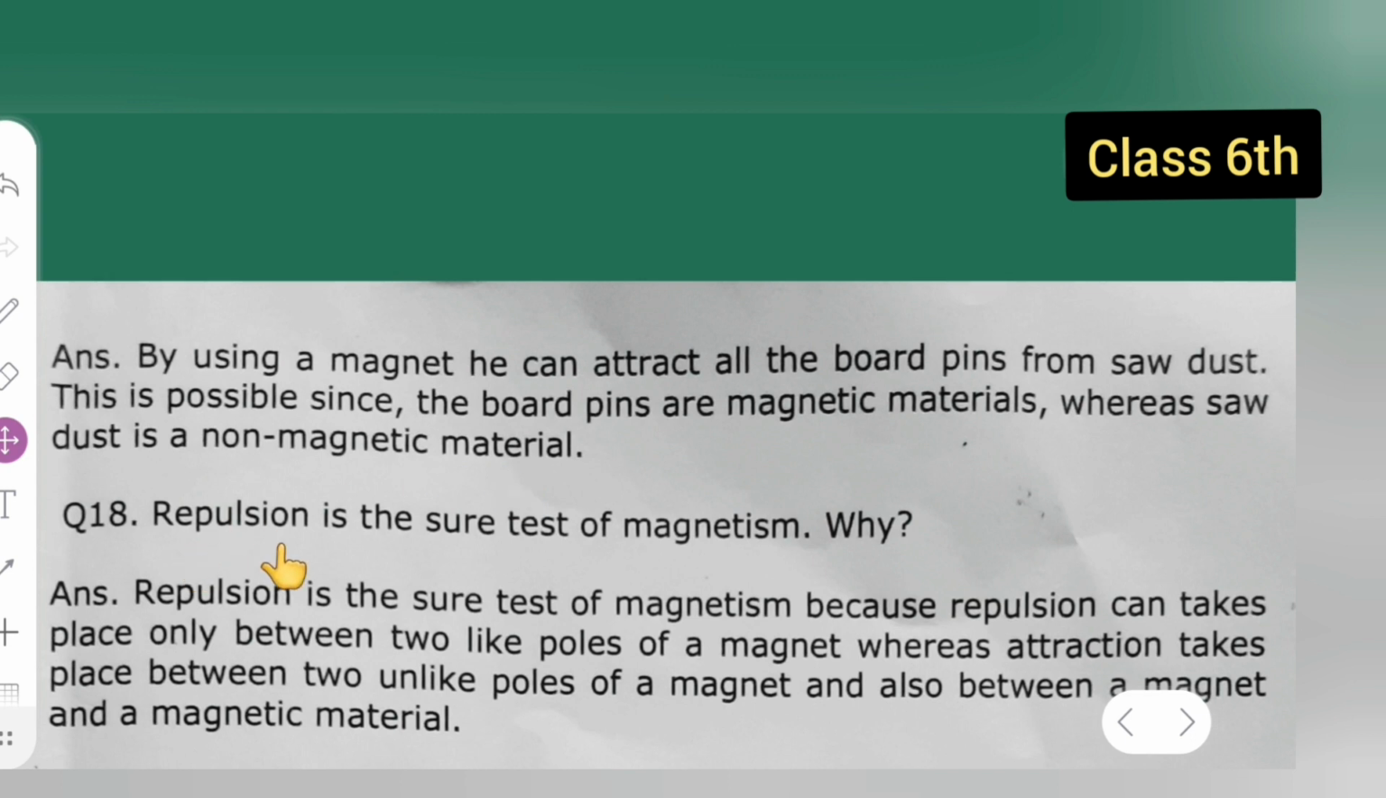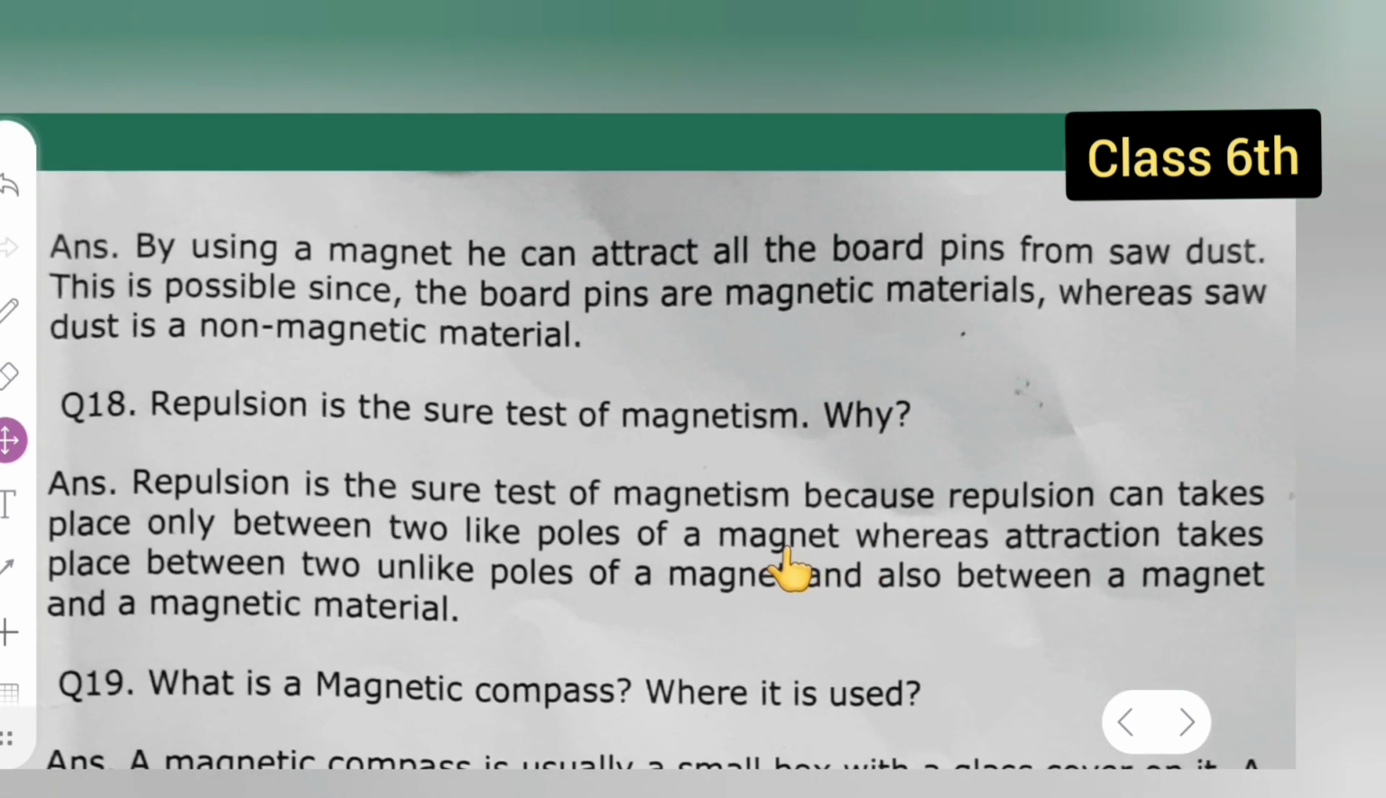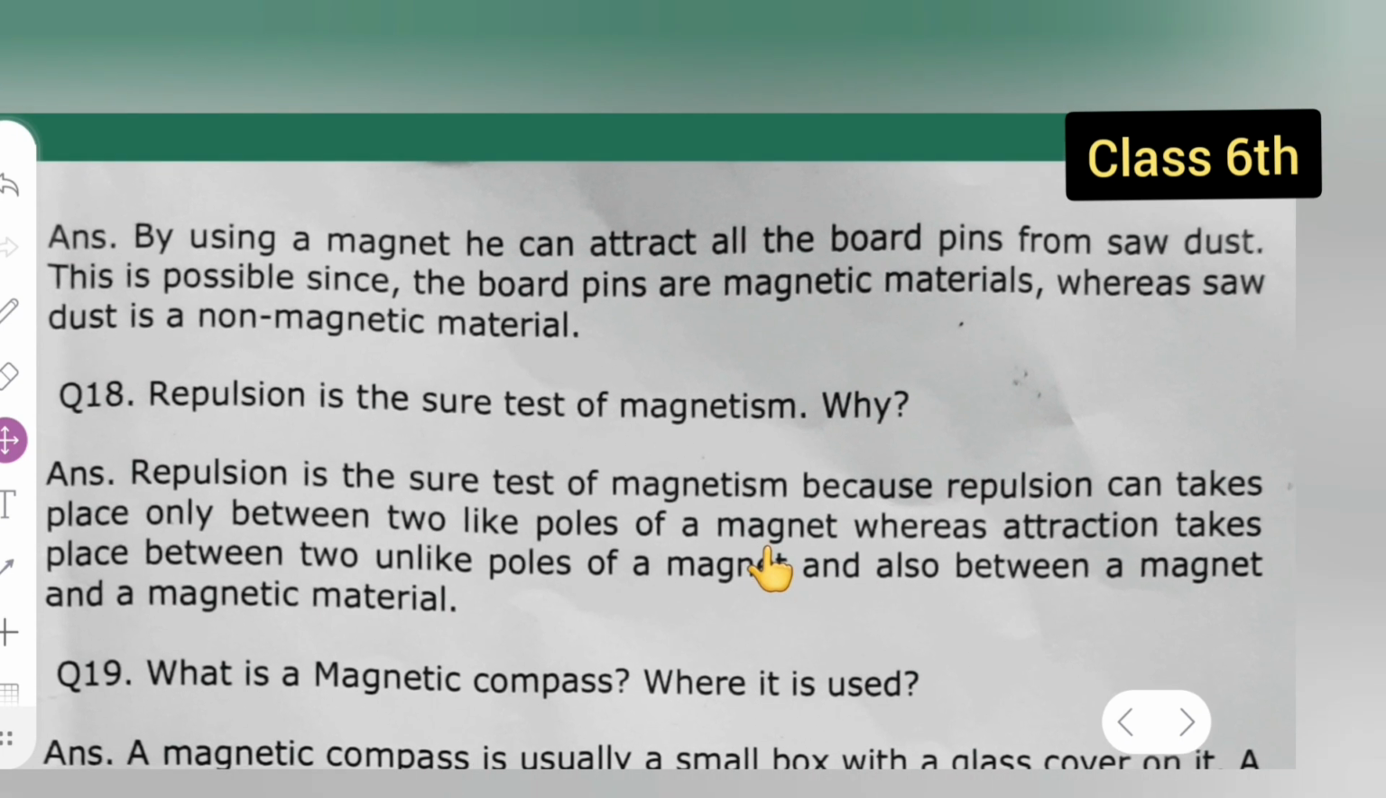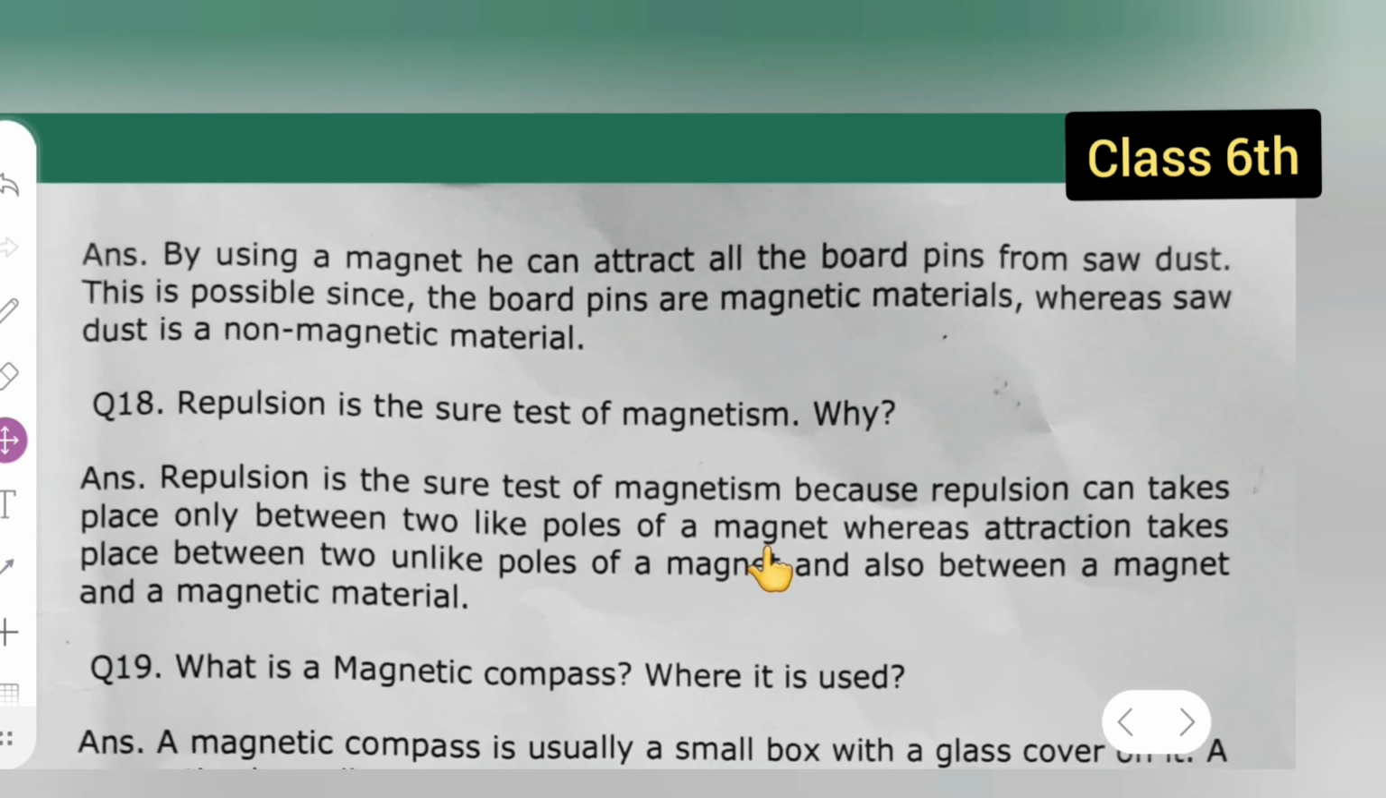Now next is, repulsion is the sure test of magnets. Okay, why? So repulsion is a sure test of magnets because repulsion can take place only between two like poles of a magnet, whereas attraction takes place between two unlike poles of a magnet and also between a magnet and a magnetic material.